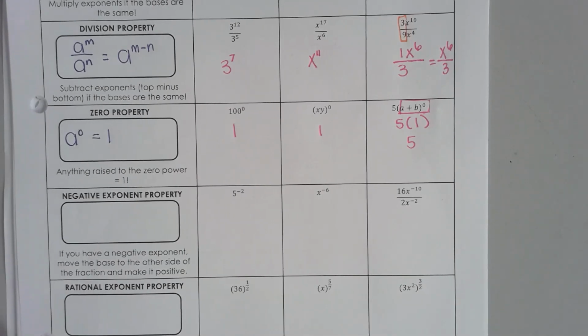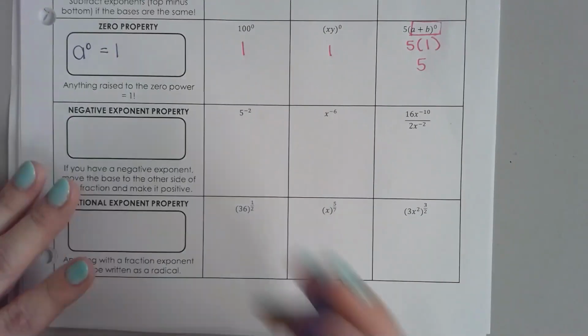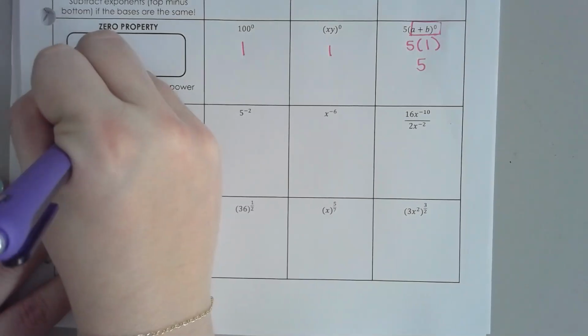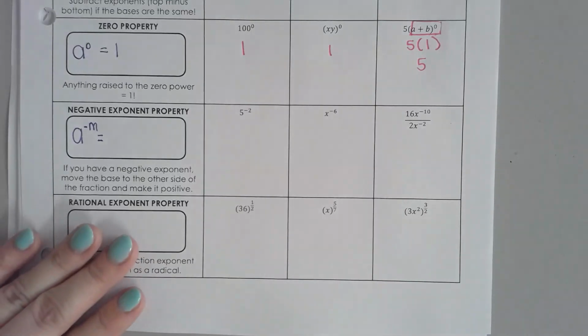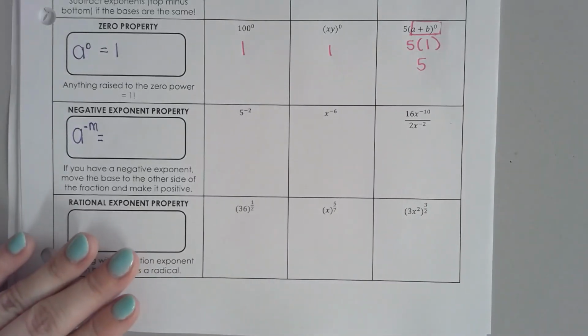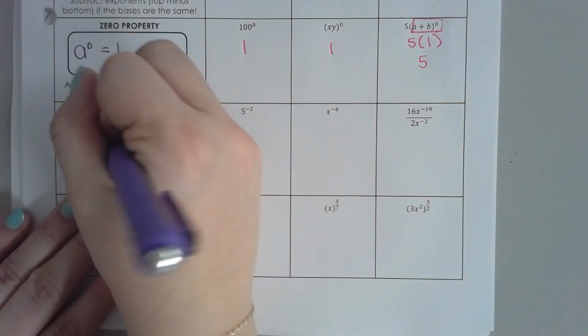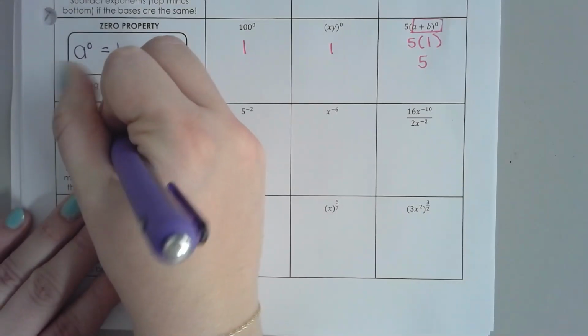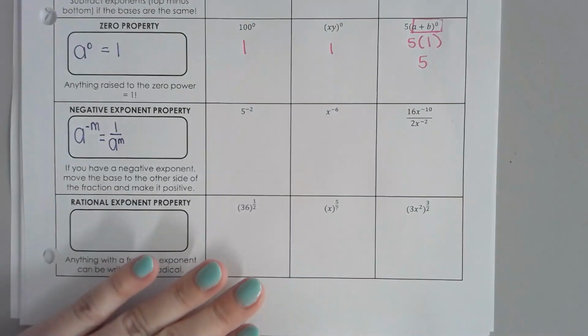Negative exponent property. A to the negative m. Does anybody know what that is? Nope. 1 over a to the positive m.